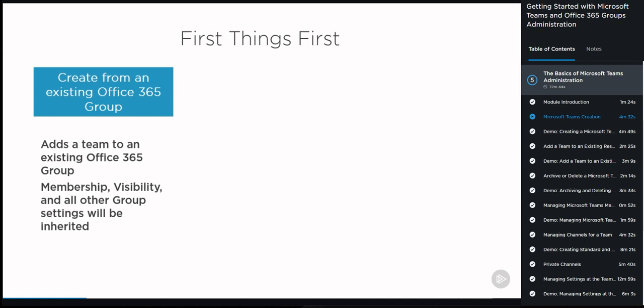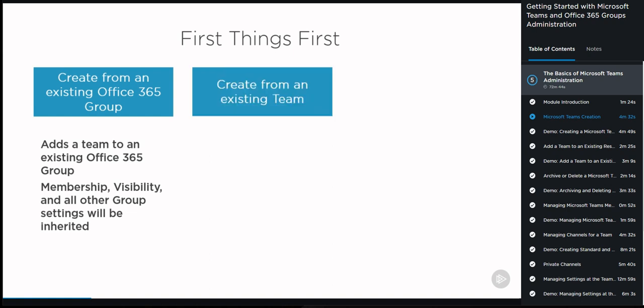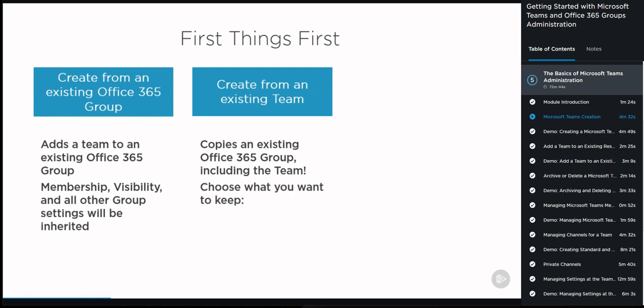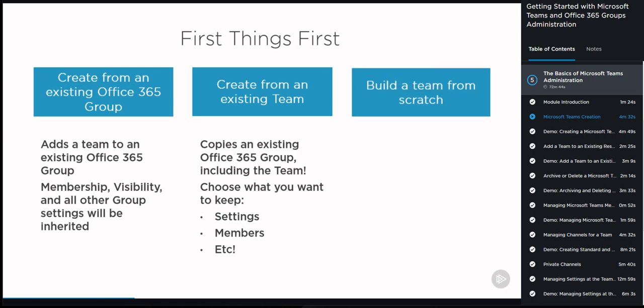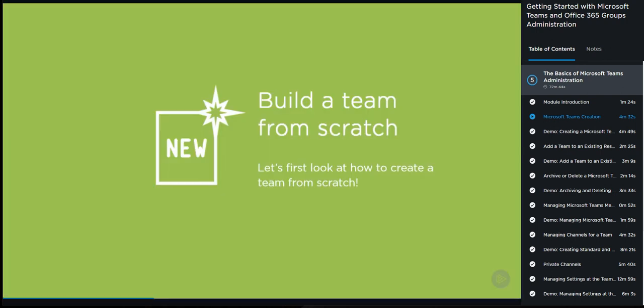The next option is create from an existing team. What this does is copy an existing Office 365 group, including the team, and you can choose what settings you want to keep in the copy. So do you want to have the same settings, the same members, and so on. And the last option is building a team from scratch, which basically builds a brand new Office 365 group with, of course, Microsoft Teams attached to it. Let's start by going in detail with building a team from scratch.